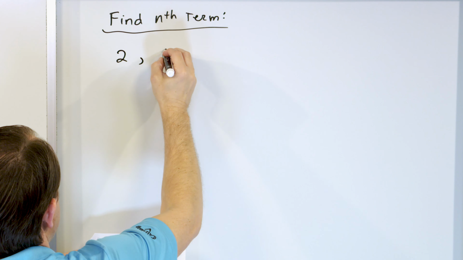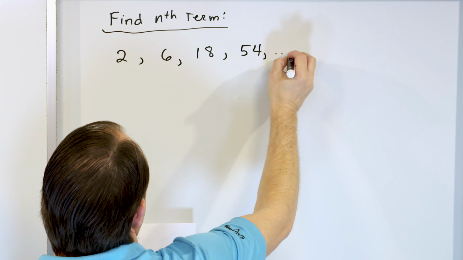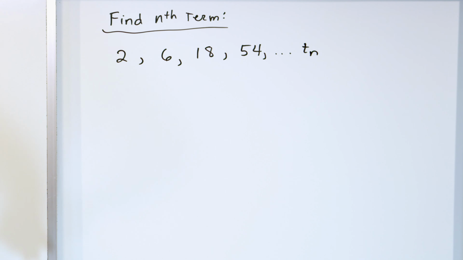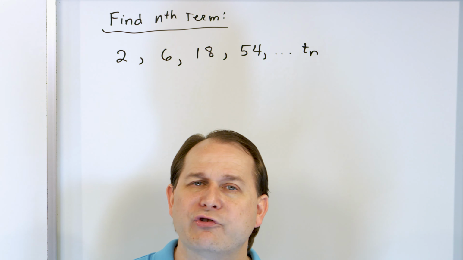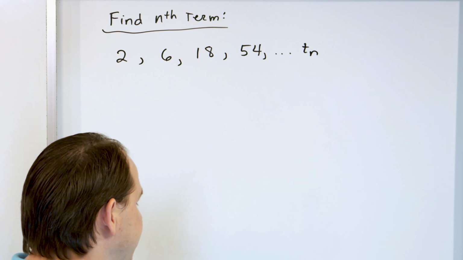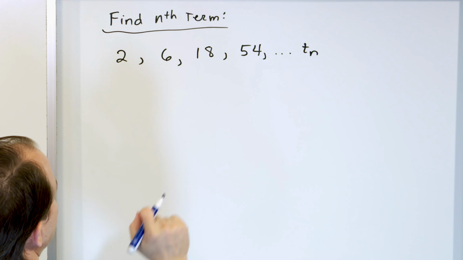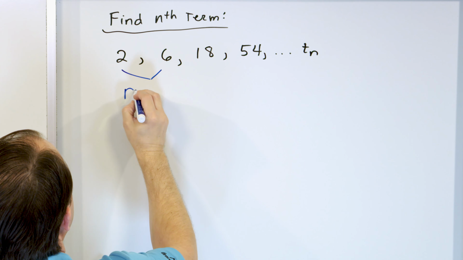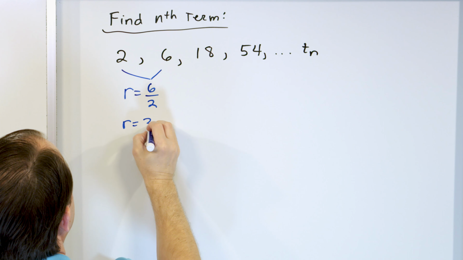So what if you have 2, 6, 18, 54, ... You could have t sub n sitting out here. And I want to give an equation for t sub n so that I could put in the value of n for whatever term I want and just immediately calculate what the answer is going to be given the geometric sequence equation. So the first step is to figure out what the common ratio is. You take a look at these terms, and the common ratio is this term divided by this one. So the common ratio is 3.